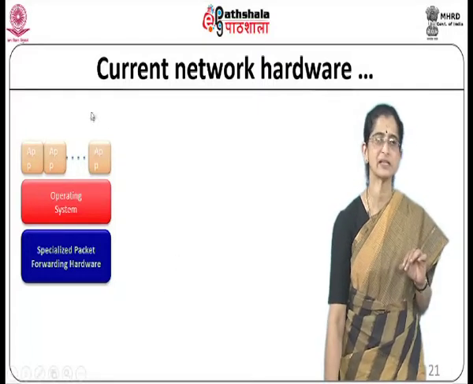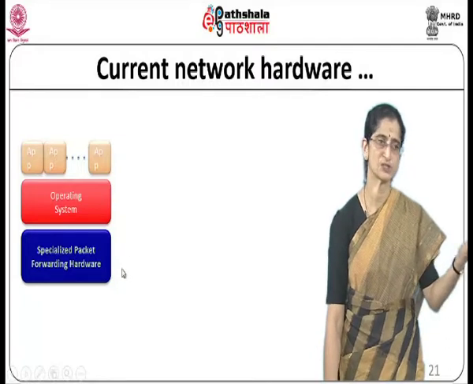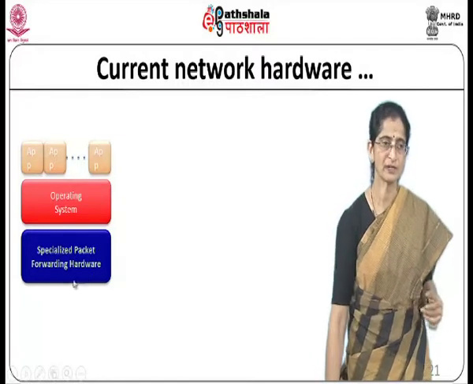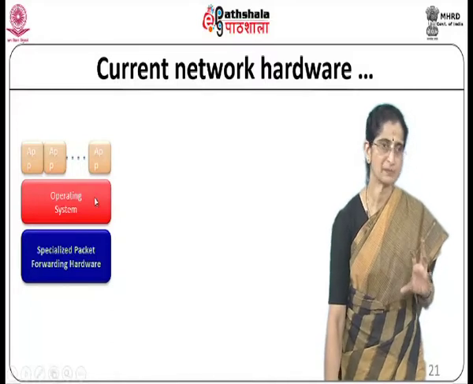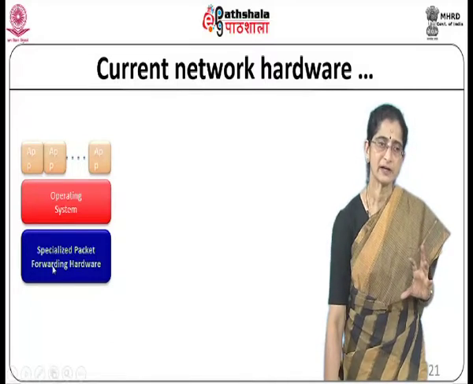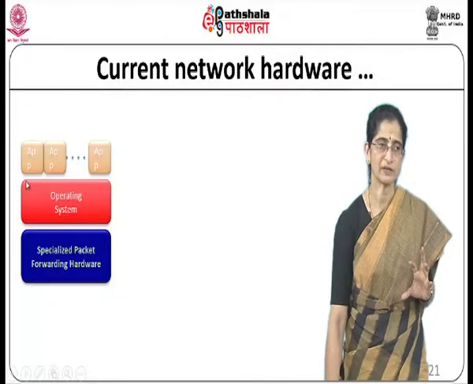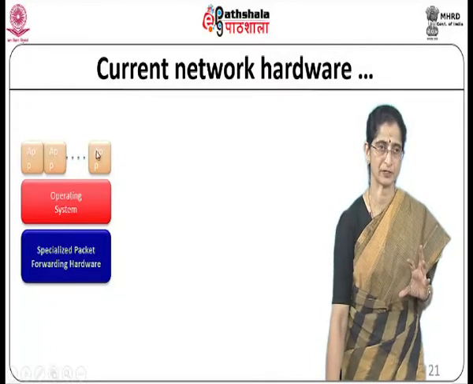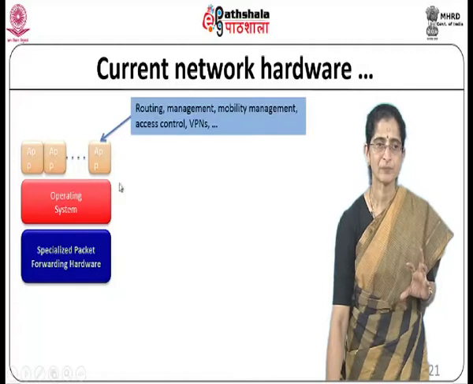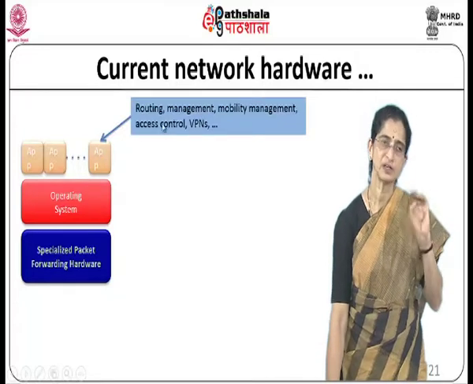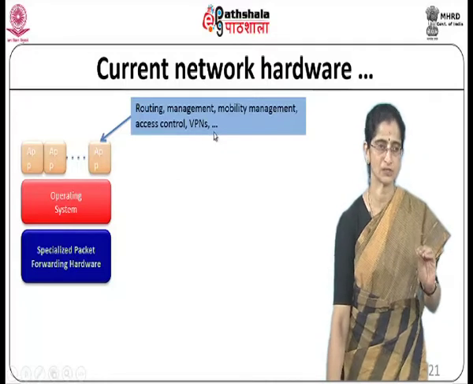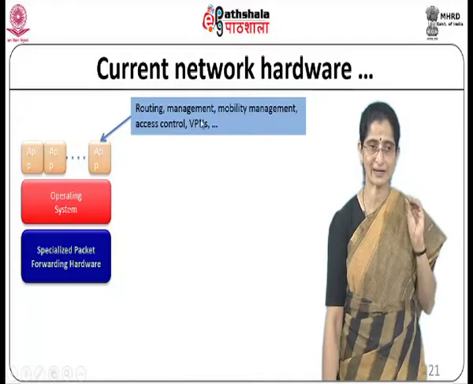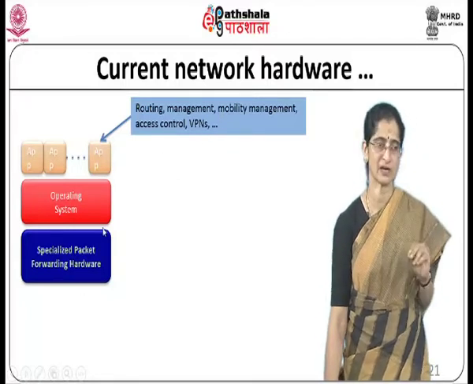If you look at the current network hardware that we have today, you will find that it is supposed to have something like this: your routers and switches and so on. There will be some specialized packet forwarding hardware, and then there will be an operating system running on top of that hardware, and there will be multiple applications supported. When I talk of applications here, we are talking about applications used for routing, management, mobility management, access control, VPNs and so on. These are the network-related applications which have to be supported on the networking hardware.